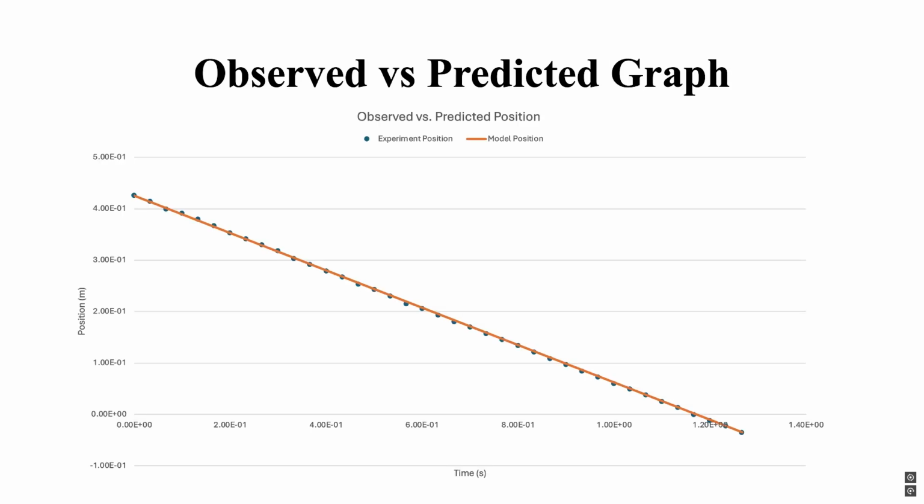This is the observed versus predicted graph. As you can see, the experiment position and the model position are very closely related, though at the end of the graph there is a slight offset from the experiment position to the model position.